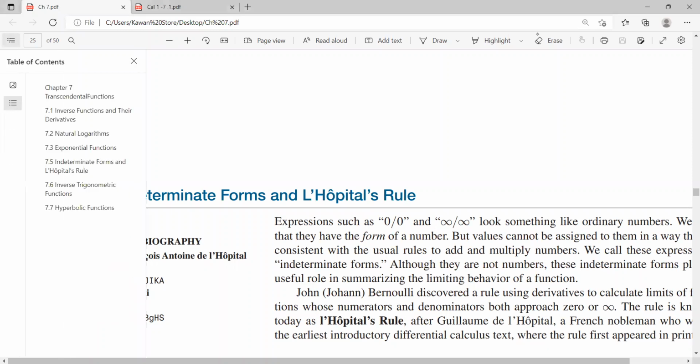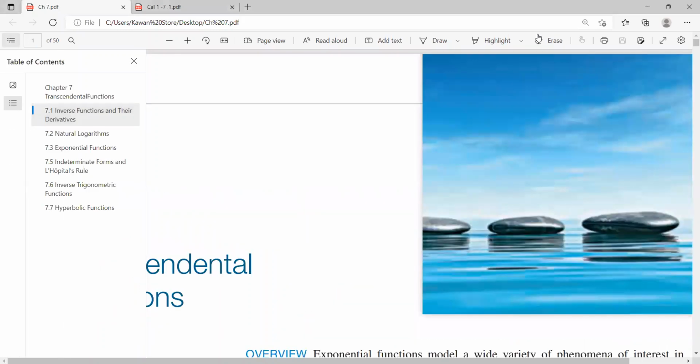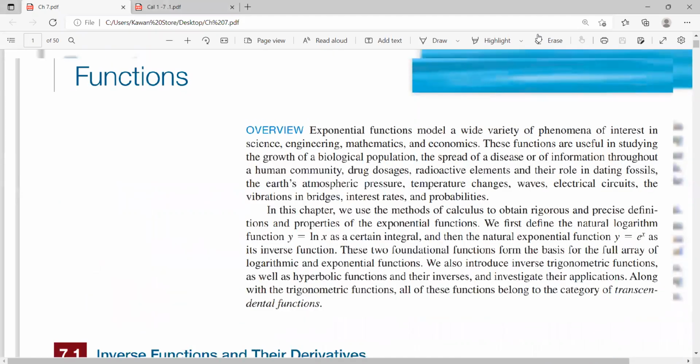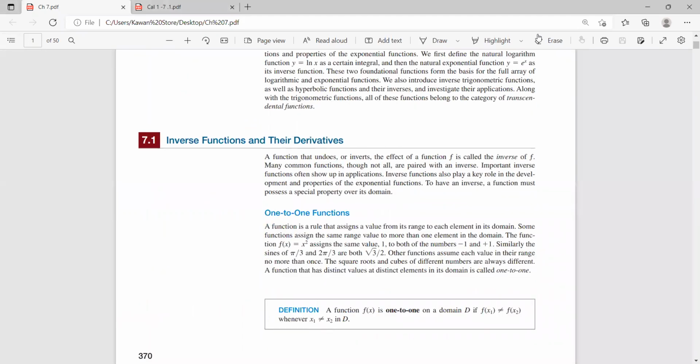As we say, we are going to chapter 7, one by one, section by section. So at the beginning, we have the inverse of function. What do you mean by inverse? How do we find the inverse of the function? Do all functions have an inverse or not? Those are all the questions that I'm going to answer today with you.